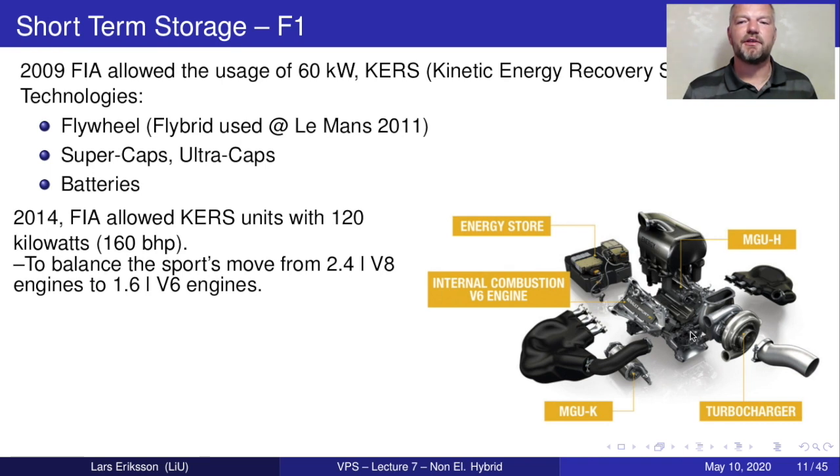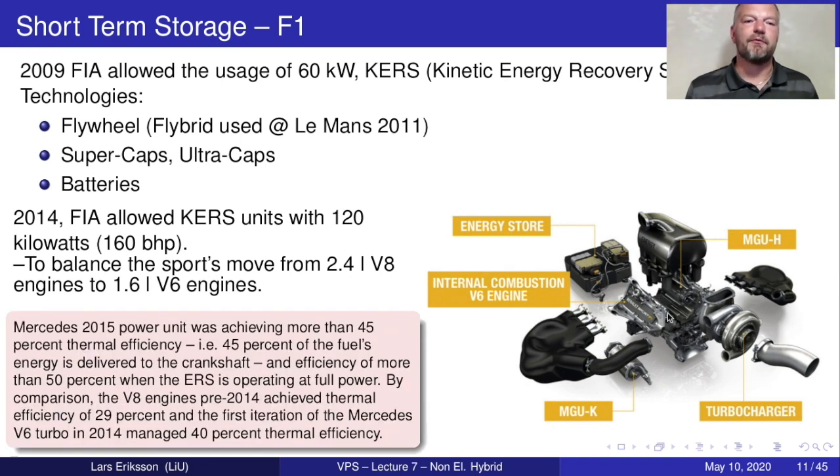This technology gave Mercedes in 2015 the following benefits. The power unit, which includes the engine, the electric machine, the turbocharger, and the energy storage, had more than 45% thermal efficiency. That is, it delivers more than 45% of the fuel's energy to the crankshaft. The efficiency is more than 50% when the energy recovery system is operating at full power. By comparison, the pre-2014 engines achieved thermal efficiencies of 29%, and the first iteration of the Mercedes managed 40% thermal efficiency, while in 2015 they had tweaked it up to 45%.